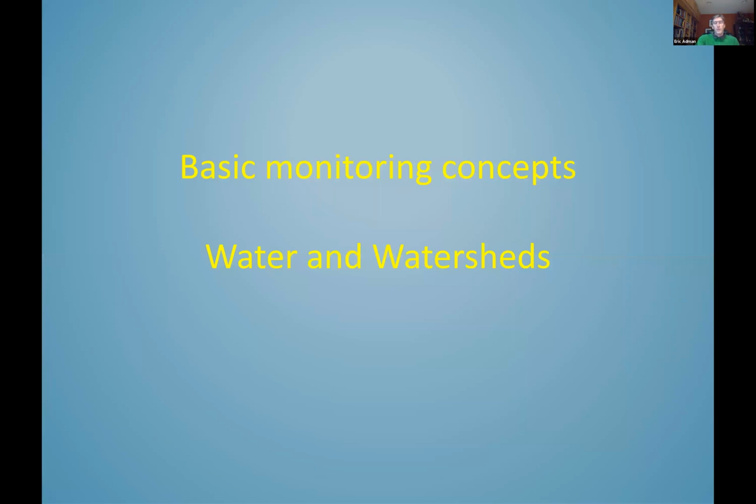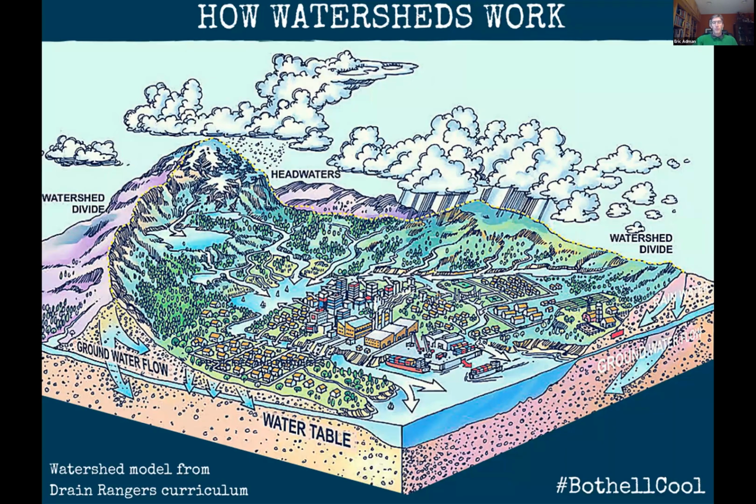Okay, we're going to move into some basic concepts about water and watersheds. Probably the major concept to become familiar with is the concept of a watershed itself. So a watershed is an area of land that drains to a common point, which is typically a stream, a lake, or a larger water body.